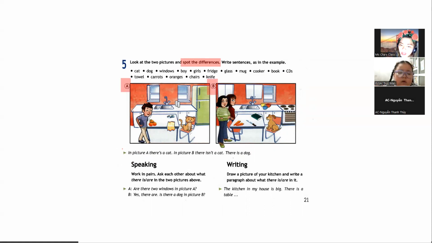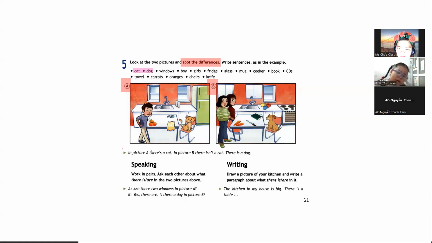In picture A, there's a cat. In picture B, there isn't a cat. There is a dog. How can you continue the sentence? In picture A, you can use the words on top. We already used the words dog and cat.